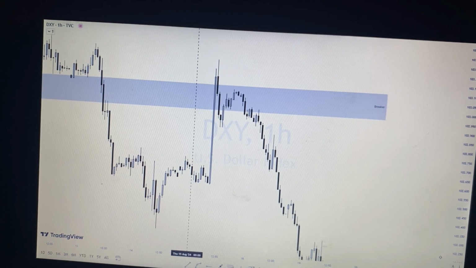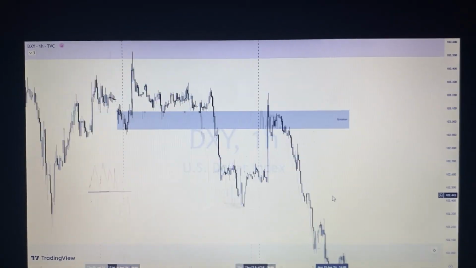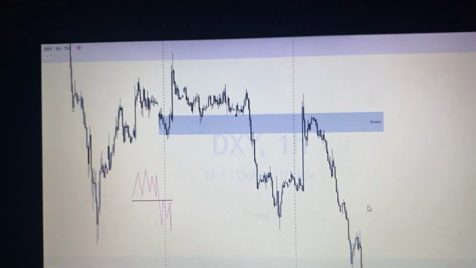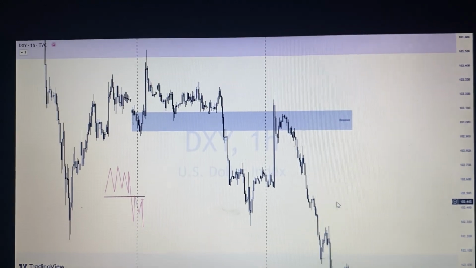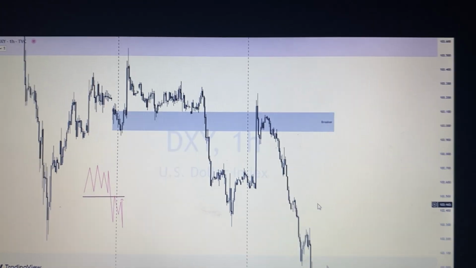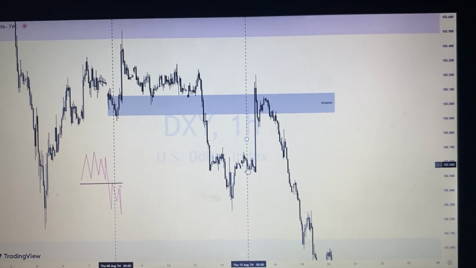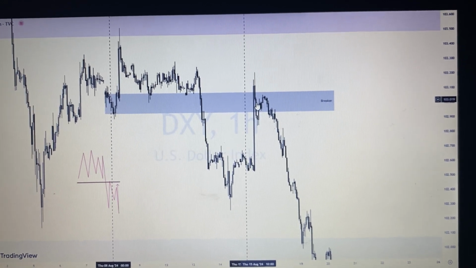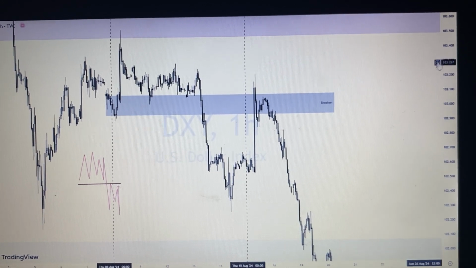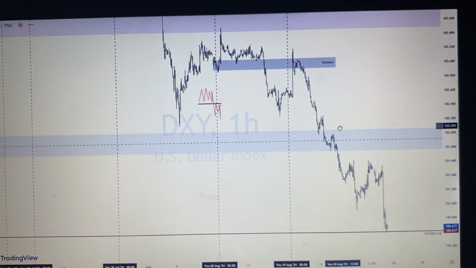The main thing you must focus on in this video is the kind of days you are looking for and where those days form. So this day, how did it form? It was a day running into a breaker block, to take out sell side liquidity resting here.